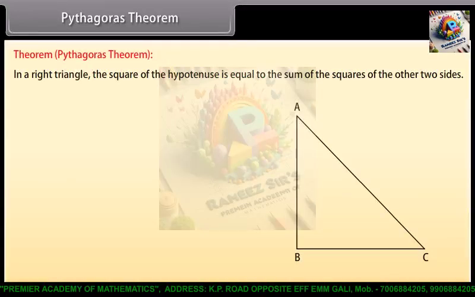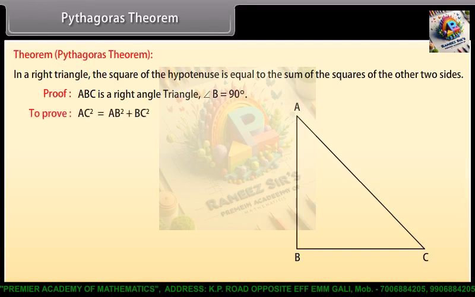In a right triangle, the square of the hypotenuse is equal to the sum of the squares of the other two sides. Let us prove this theorem. Given: ABC is a right-angled triangle, angle B is equal to 90 degrees. To prove: AC square equals AB square plus BC square.